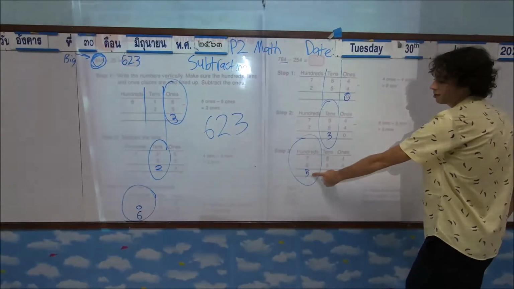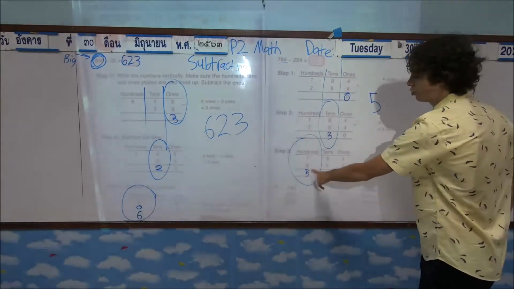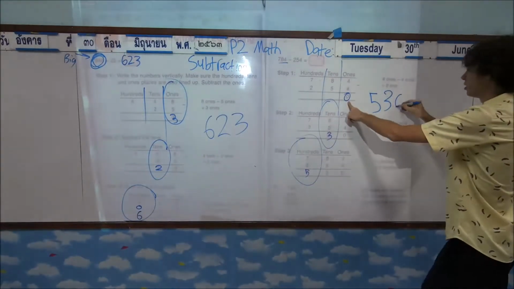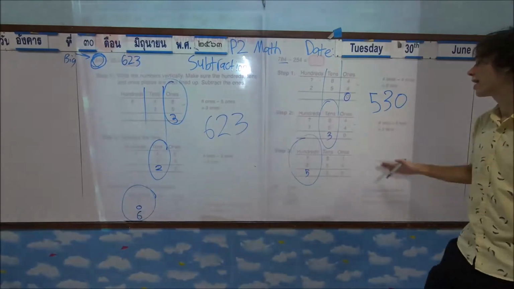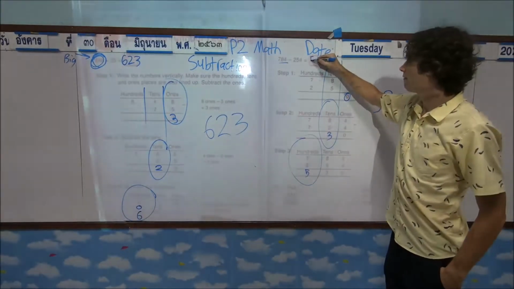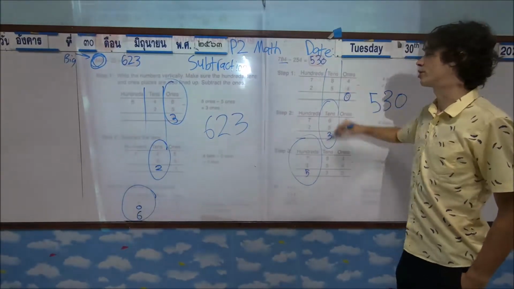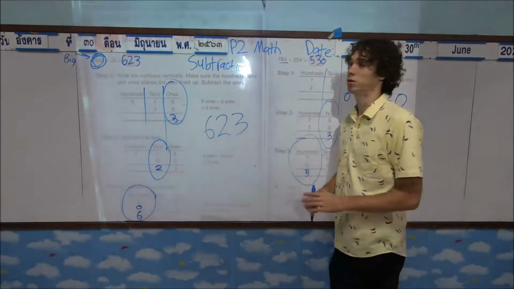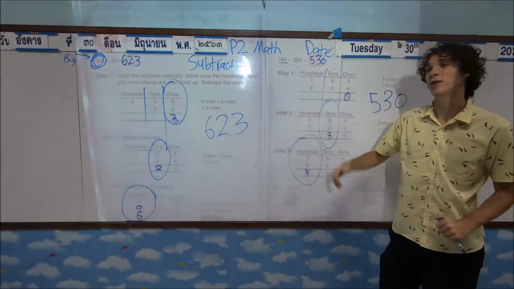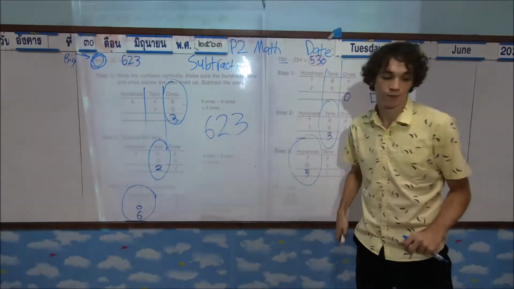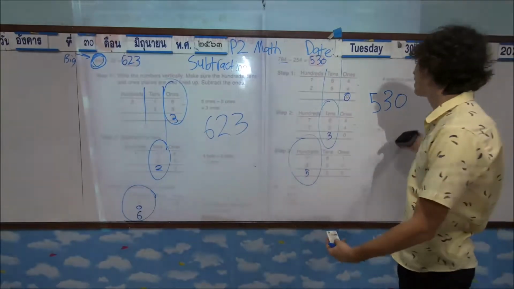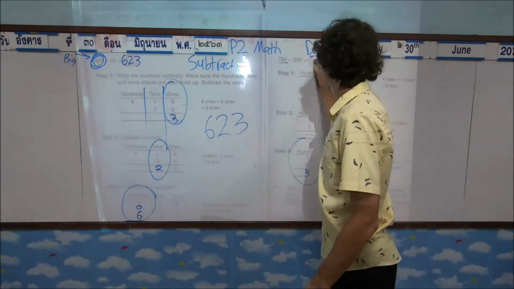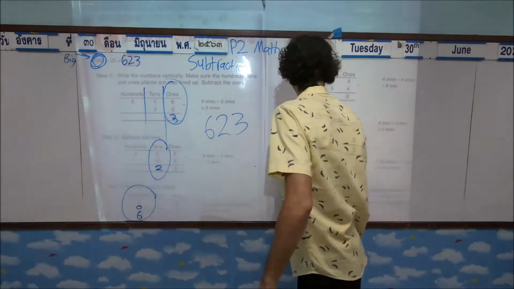So let's look at the answer. 5 hundreds, 3 tens, 0 ones. My answer, 530. This is not borrowing, without regrouping, right? We stay in the same place. Ones, tens, hundreds.